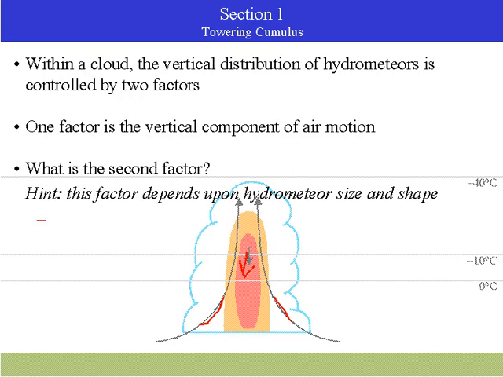Within a cloud, the vertical distribution of hydrometeors is controlled by two factors. One factor is the vertical component of air motion, in other words, the upward velocities. And we asked the class at this point, what would the second factor be? Of course, the answer to that is fall speed or gravity, how fast the particles are falling against this upward moving air.